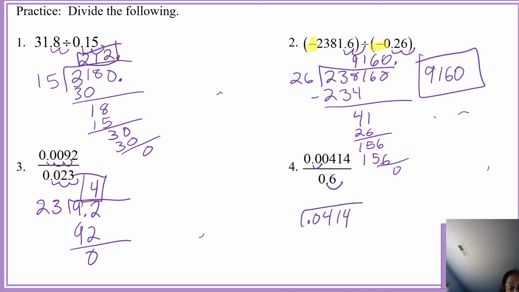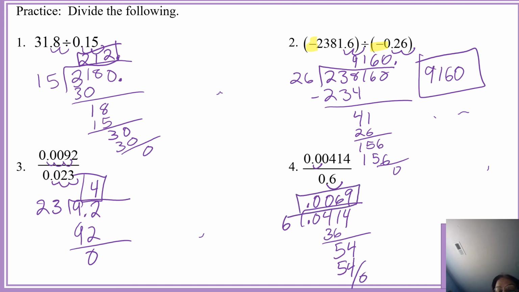I have 0.0414 divided by 6. 6 goes into 4. No, it doesn't. 6 goes into 41 6 times. And I've got 4, 5. Bring down the 4. 6 goes into 54 9 times. And that's 0. So my answer is 0.0096. All right.